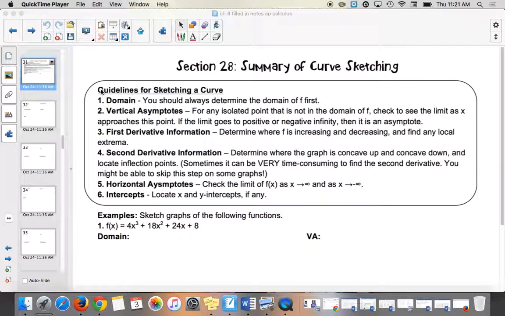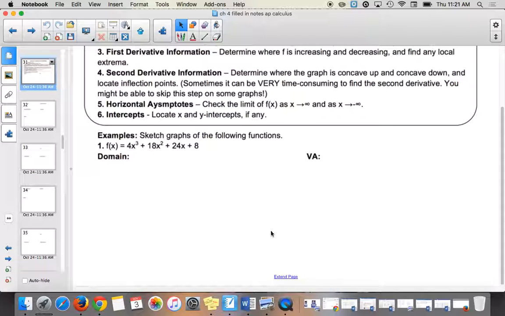So the very first one says sketch graphs of the following functions, and I have different steps. So I have you find the domain, the vertical asymptotes, horizontals, and so on. We're going to start out with one that doesn't have any asymptotes. Sketch the graph of the following function: 4x cubed plus 18x squared plus 24x plus 8. What is the domain for this one? Yeah, it's everything, right? We don't have any square roots or denominators or anything, so our domain is negative infinity to infinity.